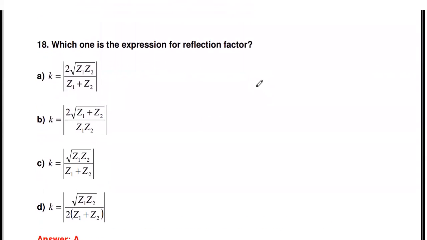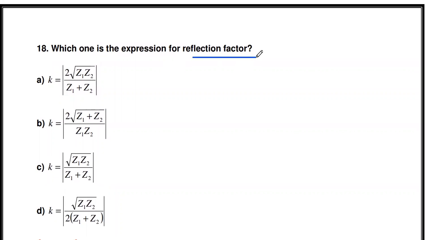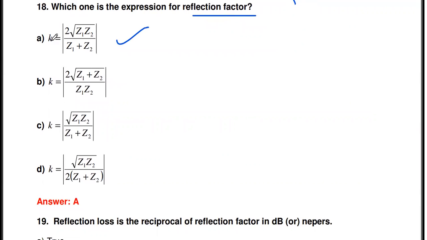Next one: which one is the expression for reflection factor? Already you know the formula for the reflection coefficient. Reflection coefficient is different, reflection factor is different. The reflection coefficient is indicated by capital K, and the reflection factor is indicated by small k. So which one is the formula for the reflection factor? This option A: k equals modulus of 2 into square root of Z1 Z2 divided by Z1 plus Z2. This is the formula for the reflection factor. You just remember it.